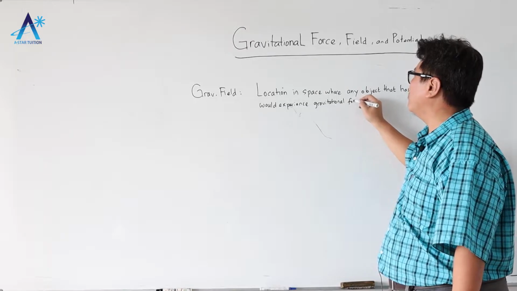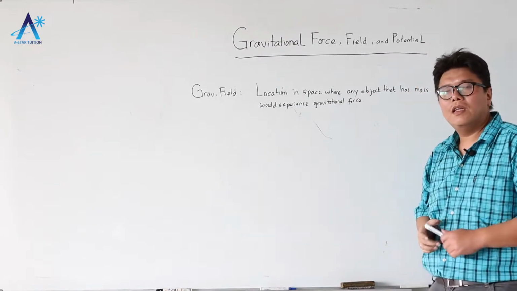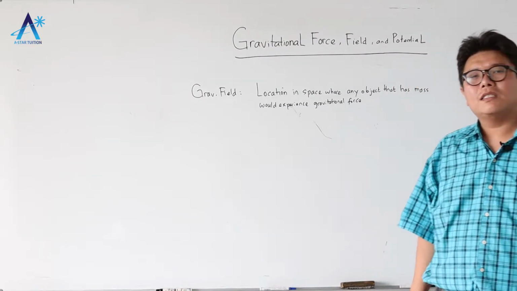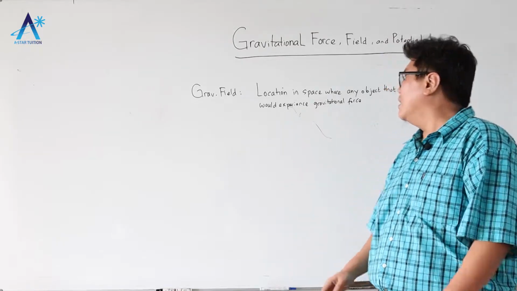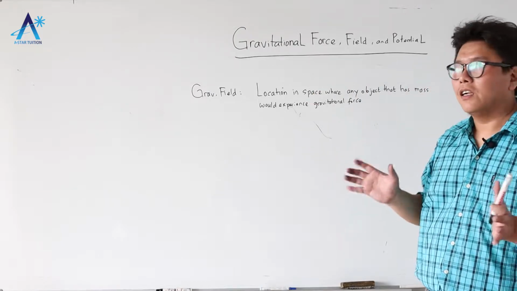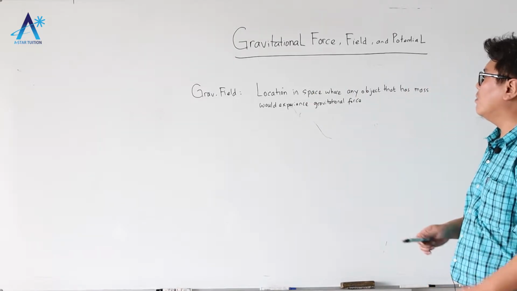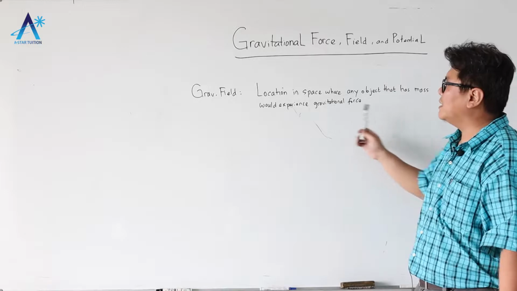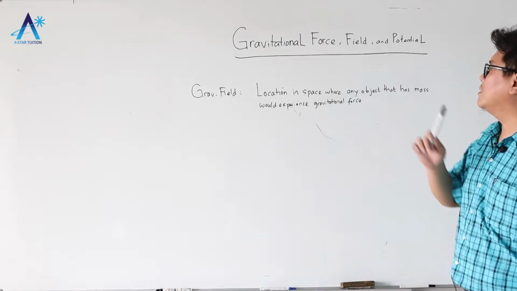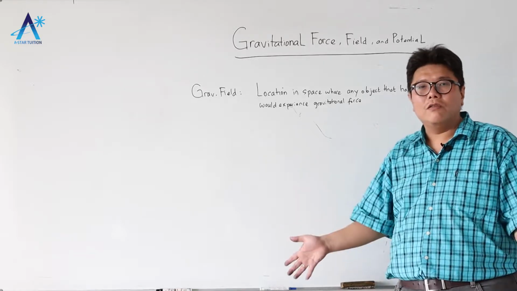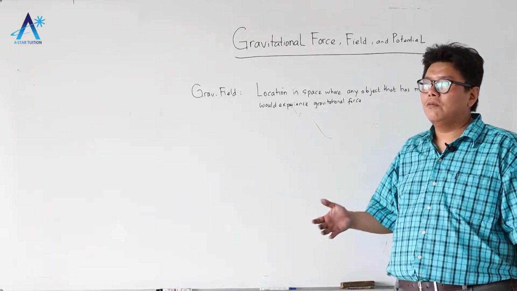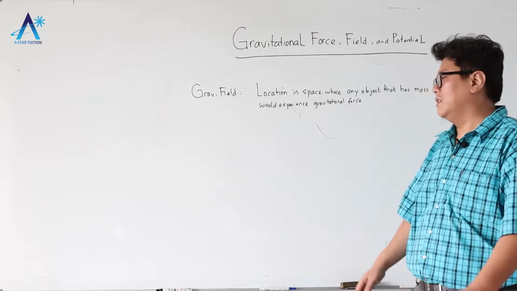So in this case, we know that the gravitational field is produced by some sort of large body of mass, in the vicinity of that large body of mass. So a location in space where any object that has mass would experience gravitational force, that is what gravitational field is about. For instance, this room, I know that this room is a gravitational field.